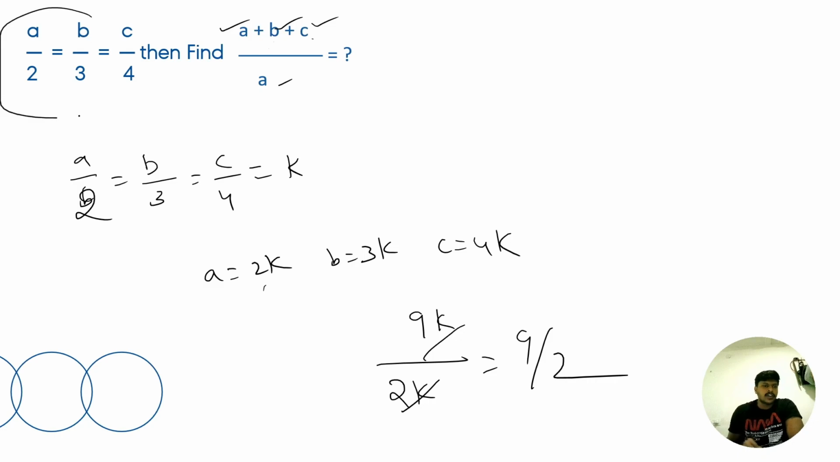So remember, whenever you have this p by q form, always assume all of them are equal to some constant k and simplify them. That is as simple as that. If you don't want to take k, you can take any number also, like 2, 4, 6. Everything is fine. It will give you the same answer.